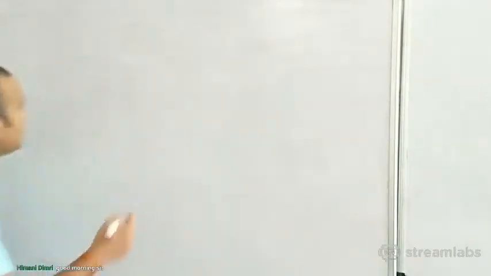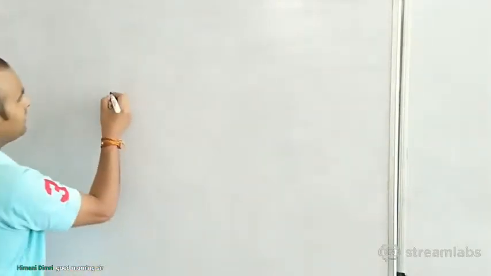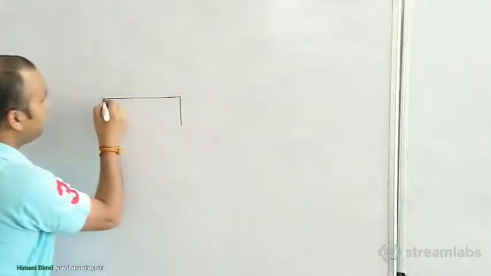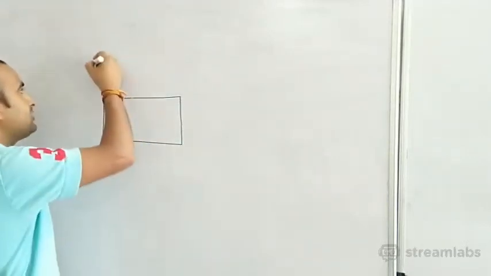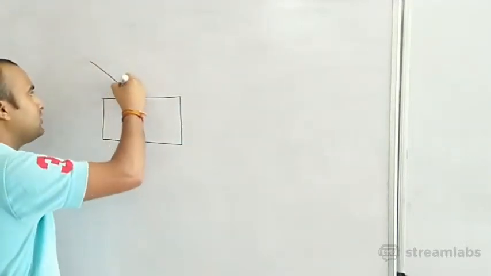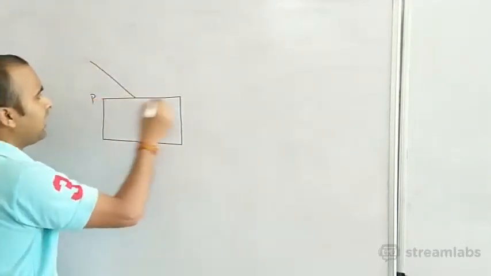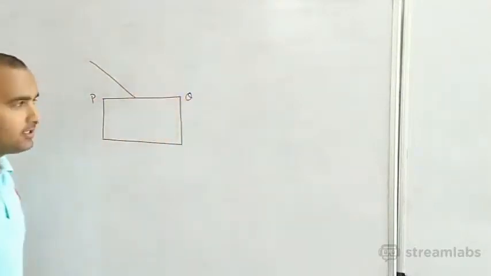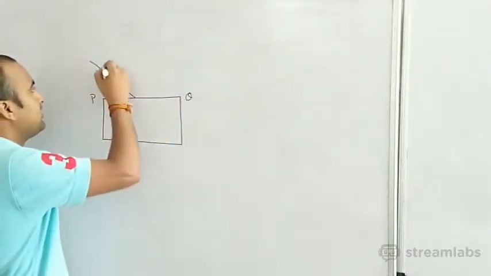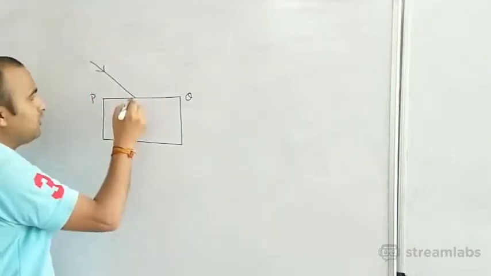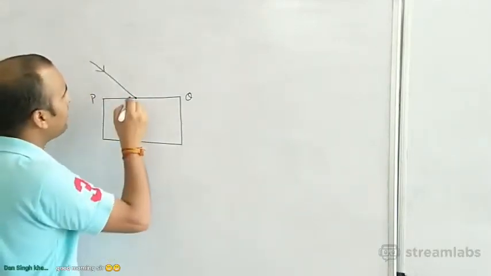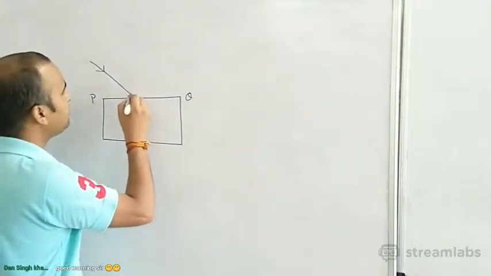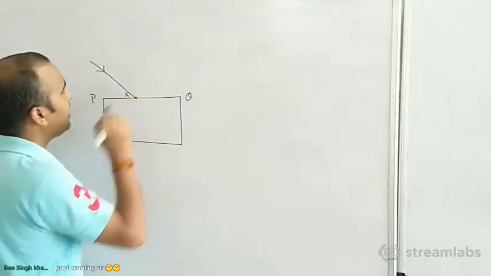Let us start. First of all, we have a rectangular glass slab like this. Suppose that a light is coming obliquely on the surface of this slab, suppose this is P and this is Q, the surface PQ. This is a light incident obliquely on the surface PQ at a point.